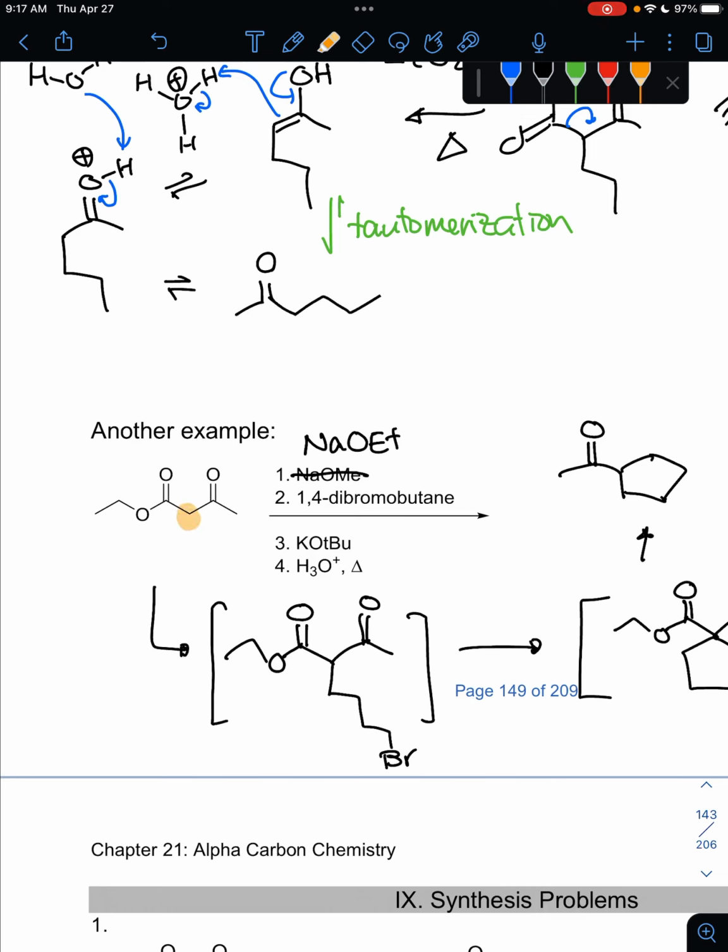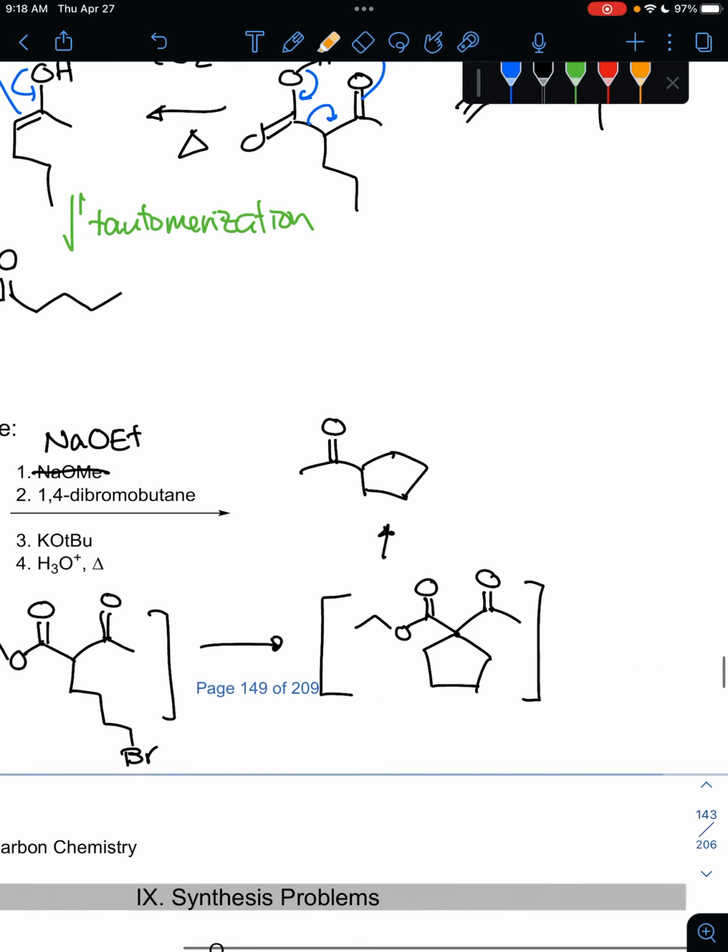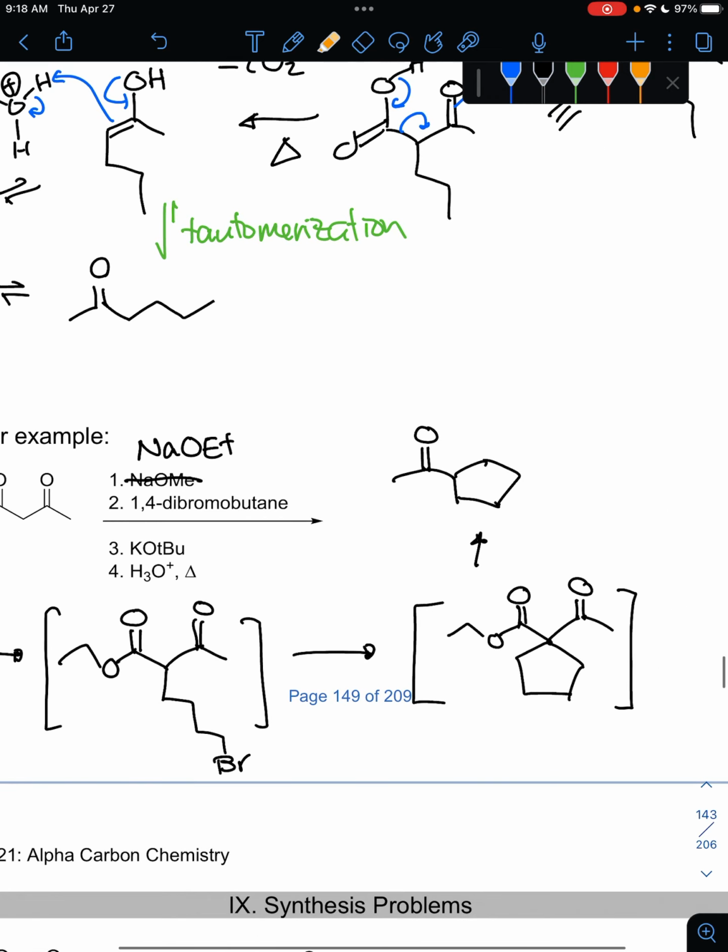But again, you would form an enolate. This carbon would be nucleophilic, which would do SN2 with this dibromobutane. So you would end up with this monobromobutane attached at the alpha position. This carbon had the bromide earlier.